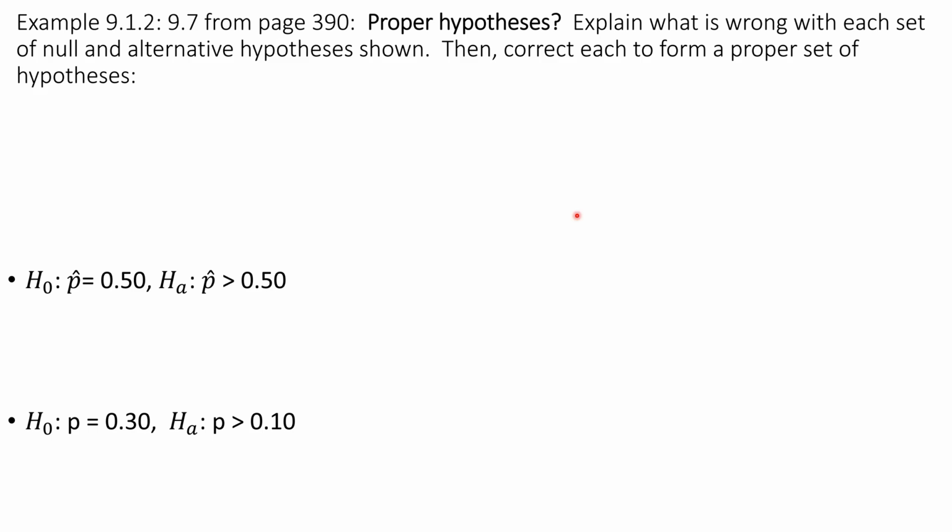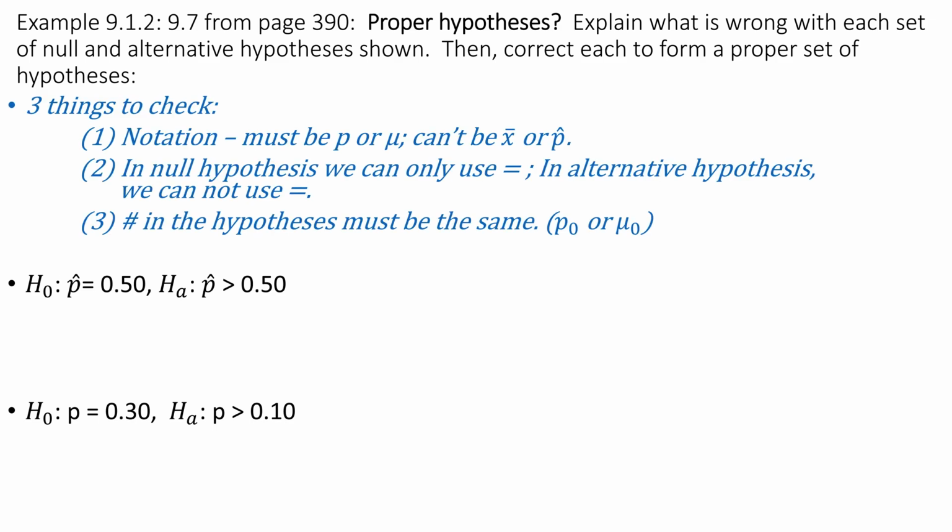Here is another example from a textbook. You can pause this video and try to do it by yourself. There are three things to check. First, notation. It must be P or mu, about the population parameter. It cannot be the X bar or P hat. It is about the sample statistic. In the null hypothesis, we can only use the equal sign, and in the alternative hypothesis, we cannot use the equal sign. Last, the number in the hypothesis must be the same. It is either P0 or mu0.